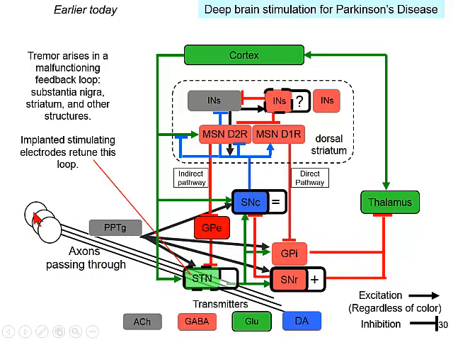So one possibility is that we are exciting one or more of these neurons. Another possibility is that deep brain stimulation, which occurs at a frequency of about 160 hertz, is so strong that it is actually inhibiting some neurons. So here we have our axons passing through, and the question is, which of these occurrences is occurring?